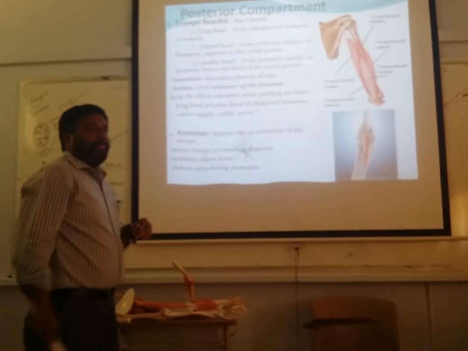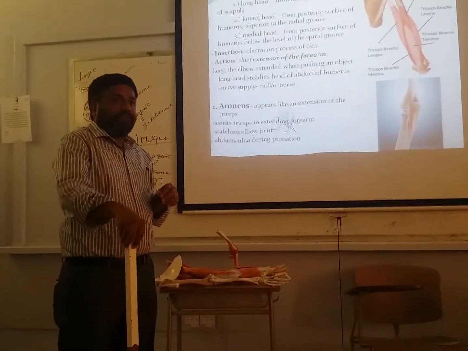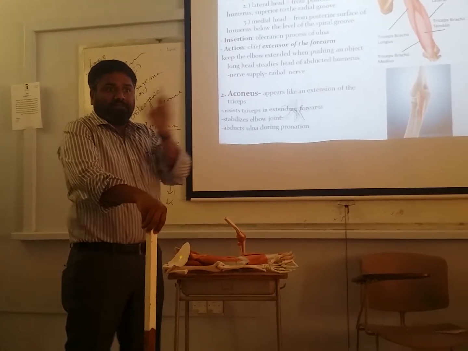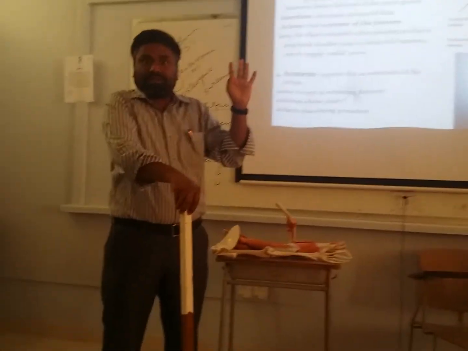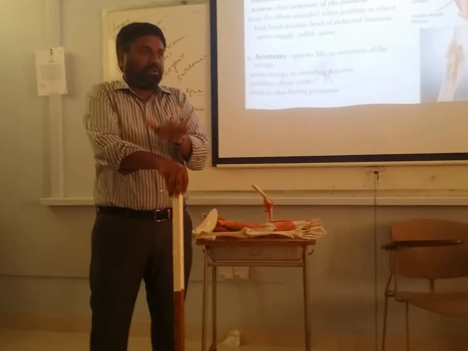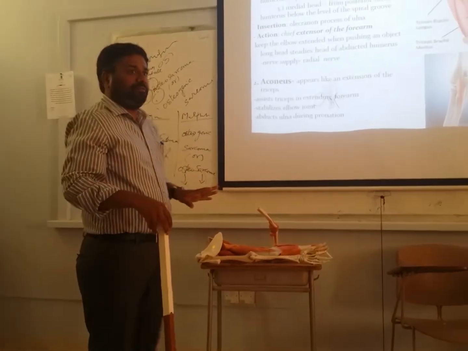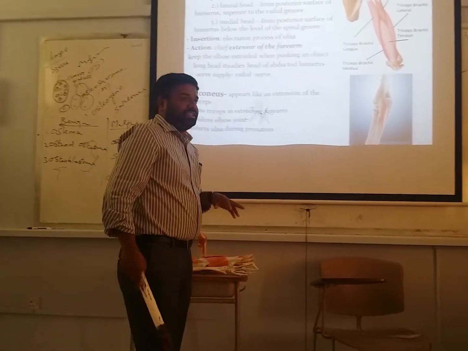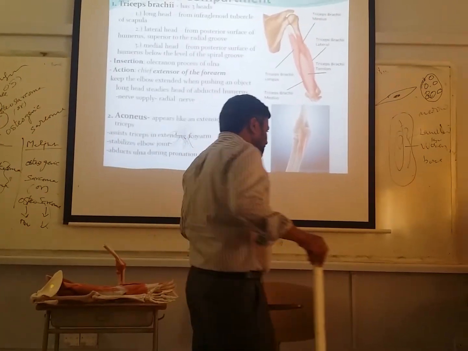So if there is any fracture of the humerus, the long head and medial head are spared. They are not paralyzed, but the other muscles are all paralyzed. Clear? All the muscles of the forearm are affected, and wrist drop will be there. So that is about the triceps, its nerve supply and even its action.